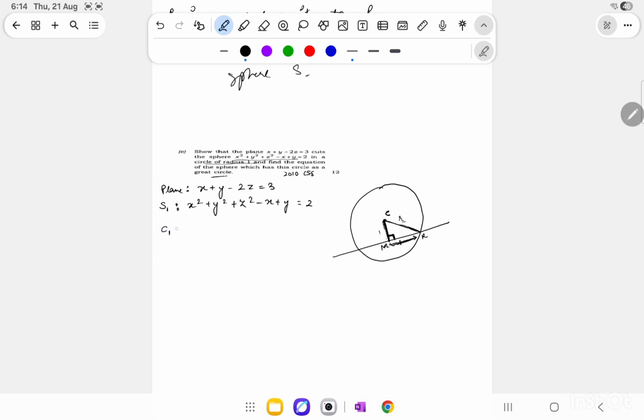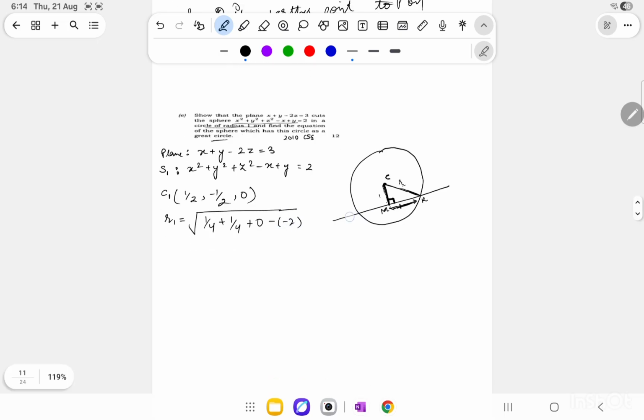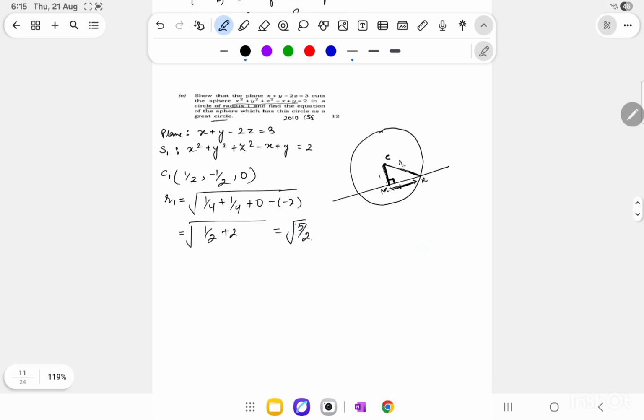So from here I got my center C1 as 1 by 2, comma minus 1 by 2, comma 0, and my radius R1 as under root of 1 by 4 plus 1 by 4 plus 0 minus of minus 2, which is basically equal to under root of 1 by 2 plus 2, which is under root 5 by 2.